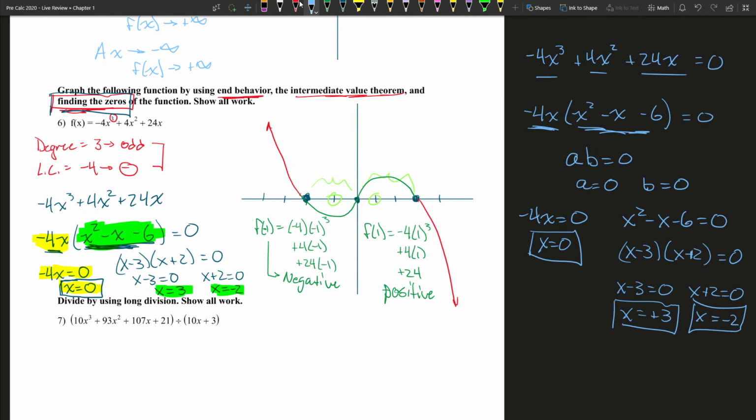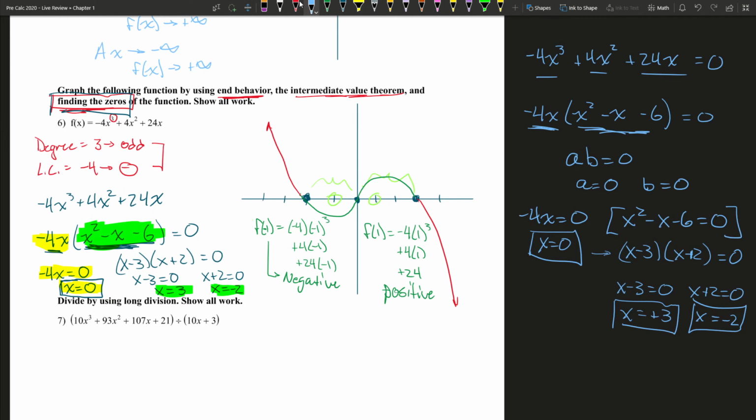Yes, x plus 2, right? When you factor negative 6, the factors that add up to negative 1: negative 3 plus positive 2, that's negative 1. Regardless, we factor this to get these two. We set each of those factors equal to 0, and we solve them.